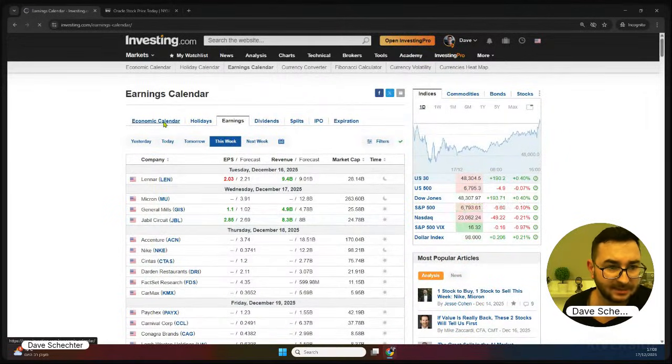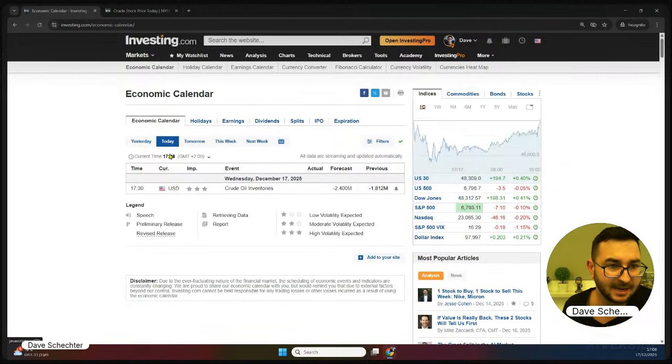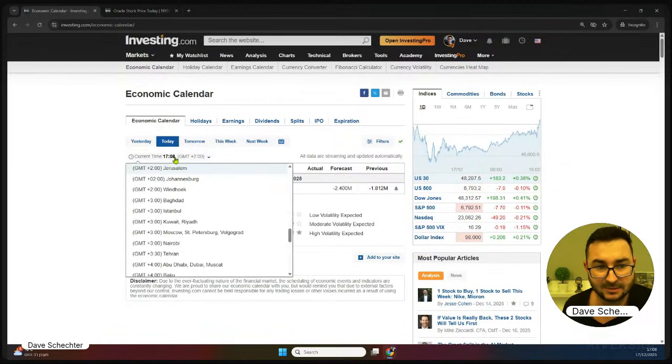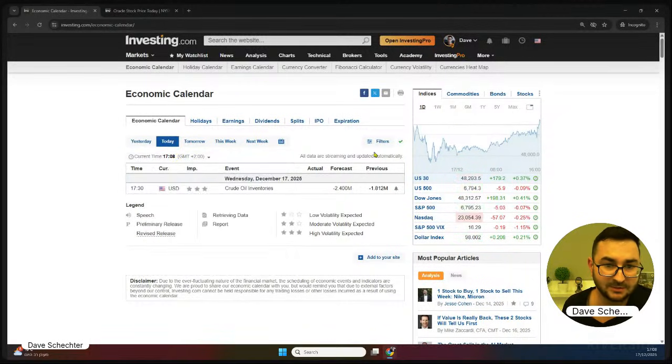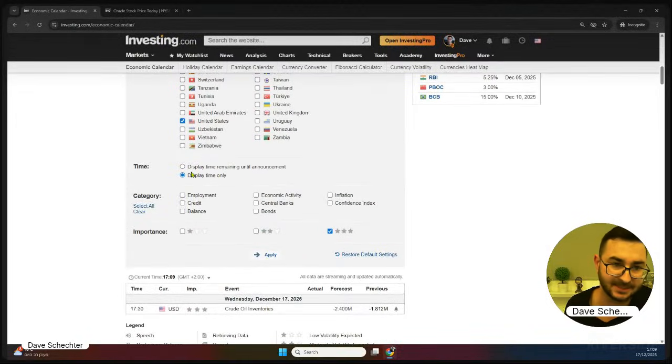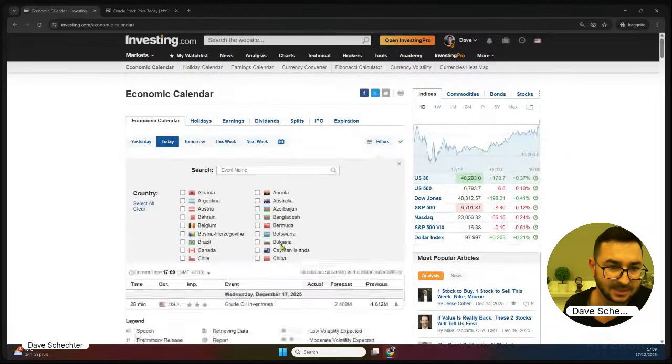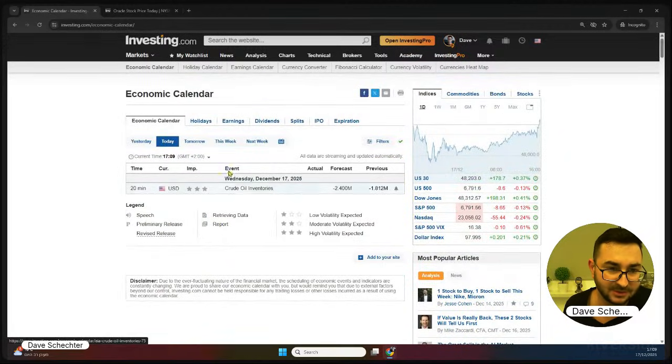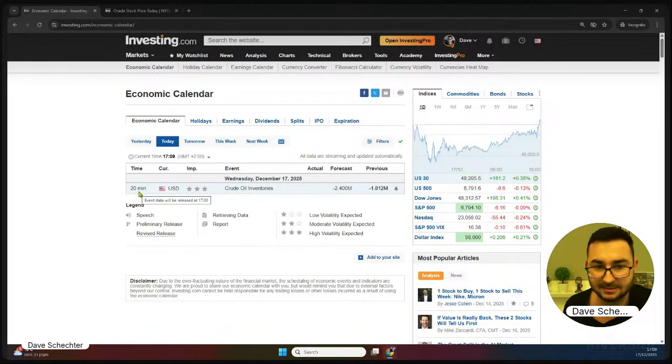Just quickly jumping back to another important item on the economic calendar. Here you can select your time zone, and then once you've selected your time zone, you can choose how you want to display the time itself, either the time remaining until the announcement or the hour that the announcement is going to be made. Let's change this a little bit so you can see what that looks like. Here we see that crude oil inventories for today is going to be announced in 20 minutes. We'll modify that according to your preferences.